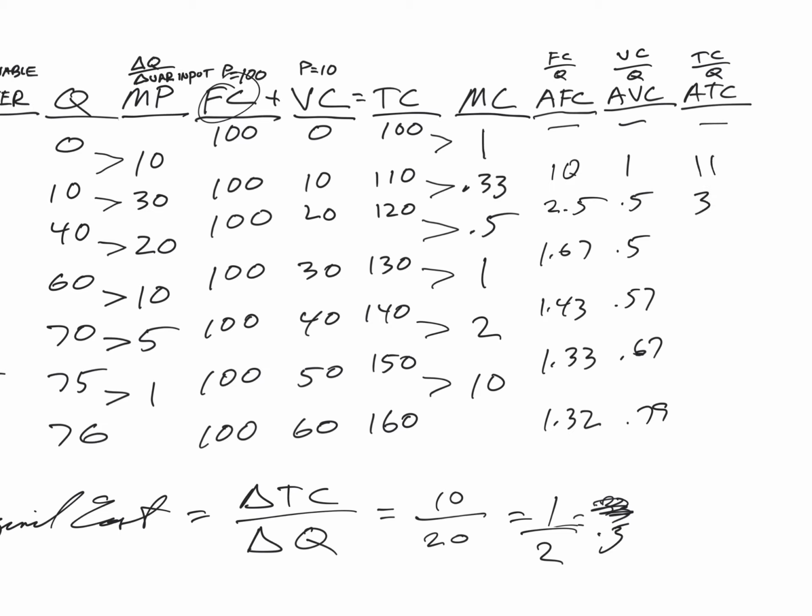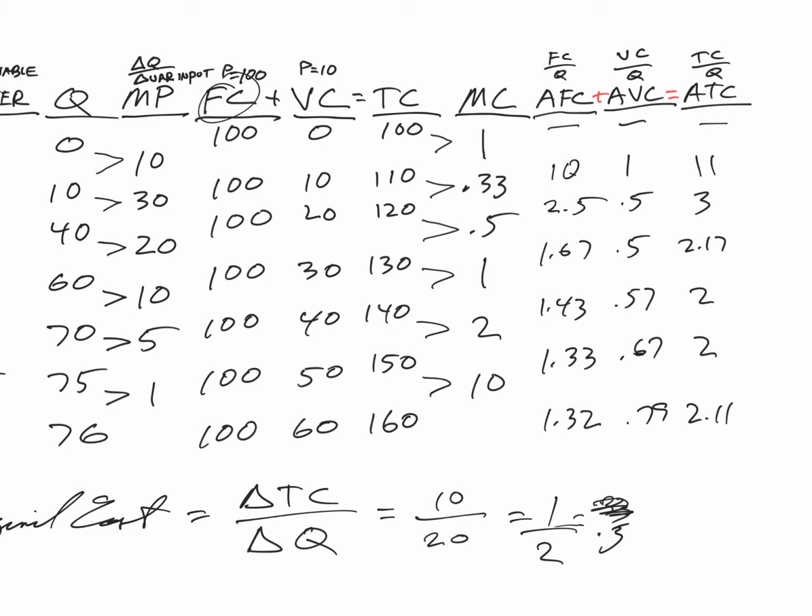Now, there's another way to do this. Just as fixed cost plus variable cost equals total cost, average fixed cost plus average variable cost equals average total cost. So we can do it this way. 10 plus 1 is 11. 2.5 plus 0.5 is 3. Okay? Same thing. Either one works. So let's just fill those in. 2.17, 2, 2, 2.11.